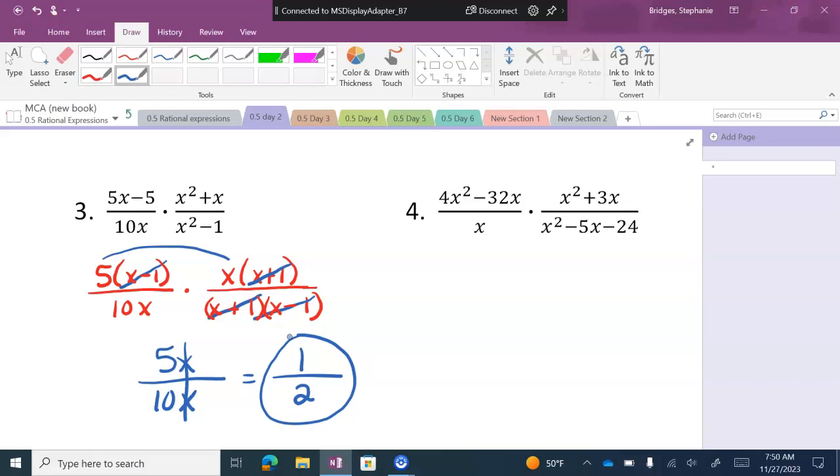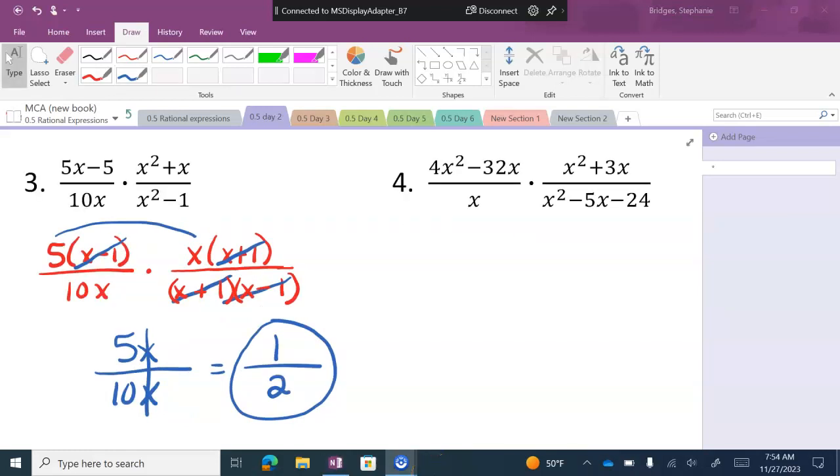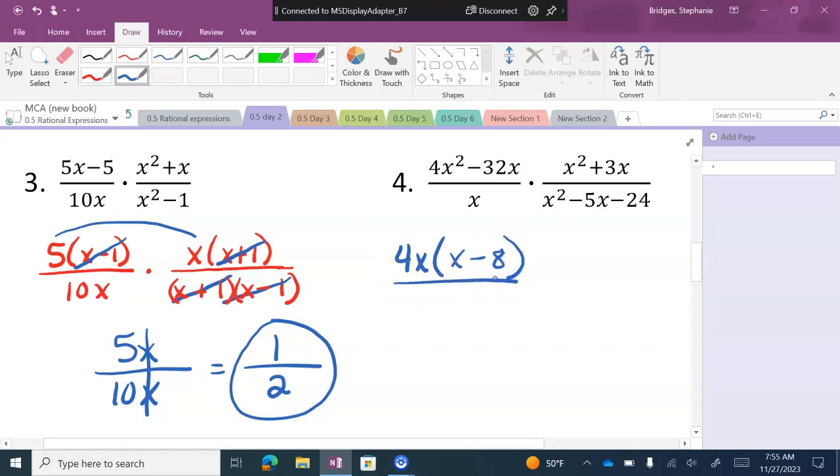All right, I want y'all to try 4. What is it that they both have in common? A 4 and an x, right? So we're going to pull out that 4x. We don't just lose it. Yes, we're dividing everything by that, but we still have to keep it as part of our problem. And if I divide each one of those by 4x, what am I left with? x minus 8, okay. What about that denominator? Does that factor at all? No, it's just x. Okay.